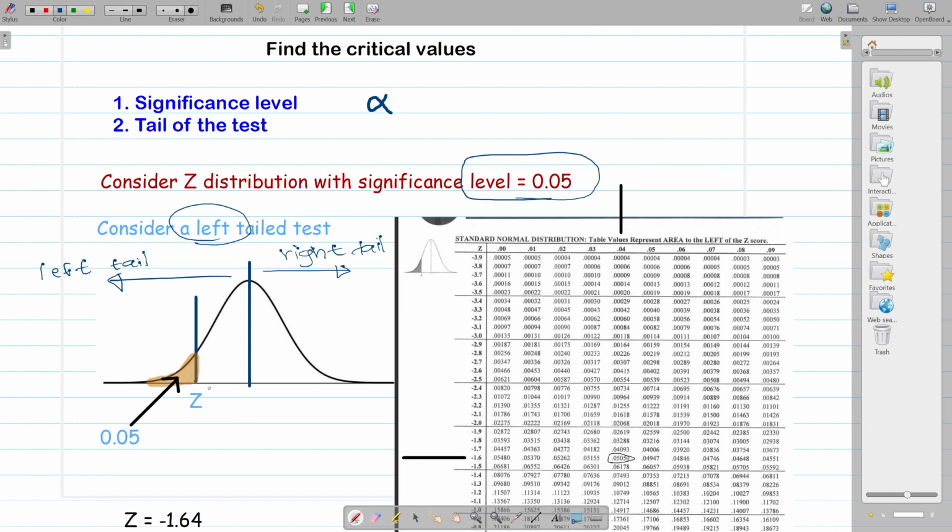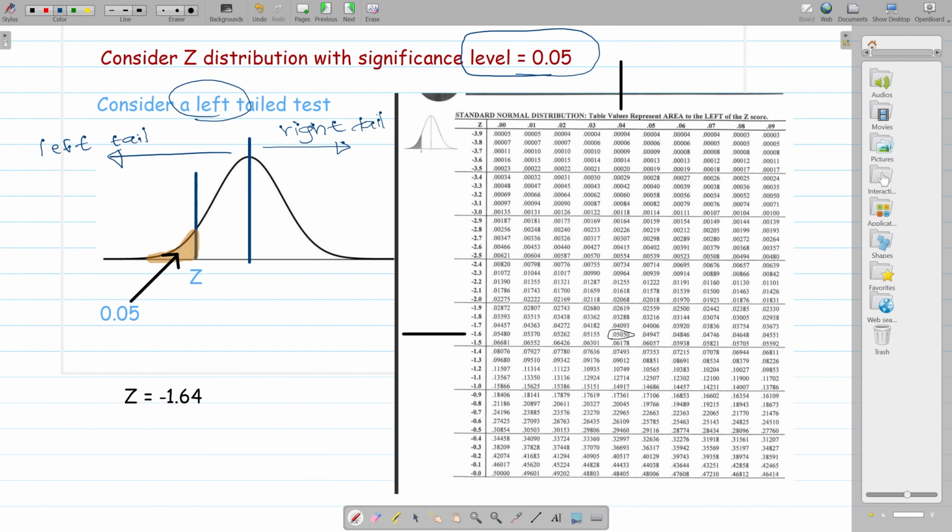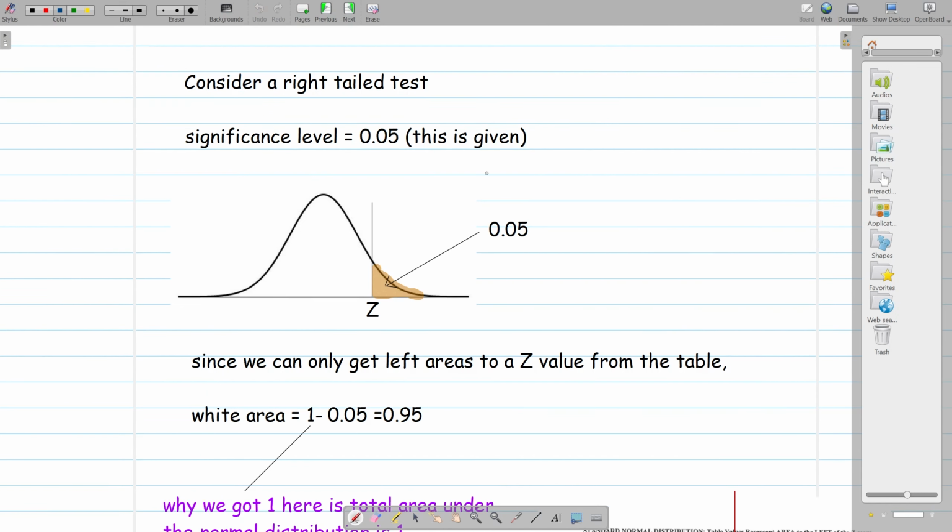Now you just need to go to the Z distribution table to find this one. Because it is a left-tailed one, you can directly find the value from the Z table, because the Z table gives the area left to some Z-score. So here in this table, you can see that 0.05 is here, right? So the Z value for that one, in this row and this column, is Z equals minus 1.64.